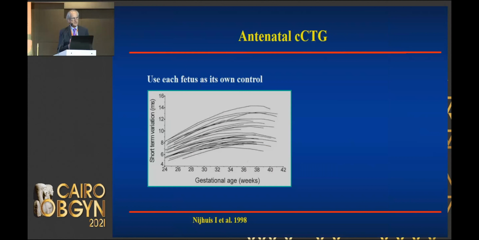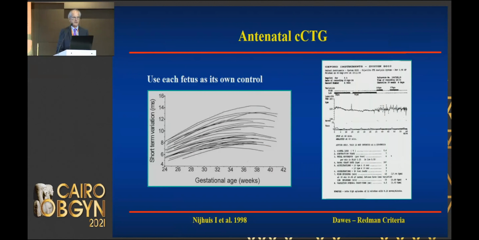Each fetus is its own control, because this is a study with a longitudinal analysis of short-term variation over gestation in individual fetuses. So all these lines are individual fetuses. And as you can see here, they don't jump up and down with the short-term variation. Each fetus has its own curve with an increase of short-term variation. So therefore, we have to use them in longitudinal monitoring studies.